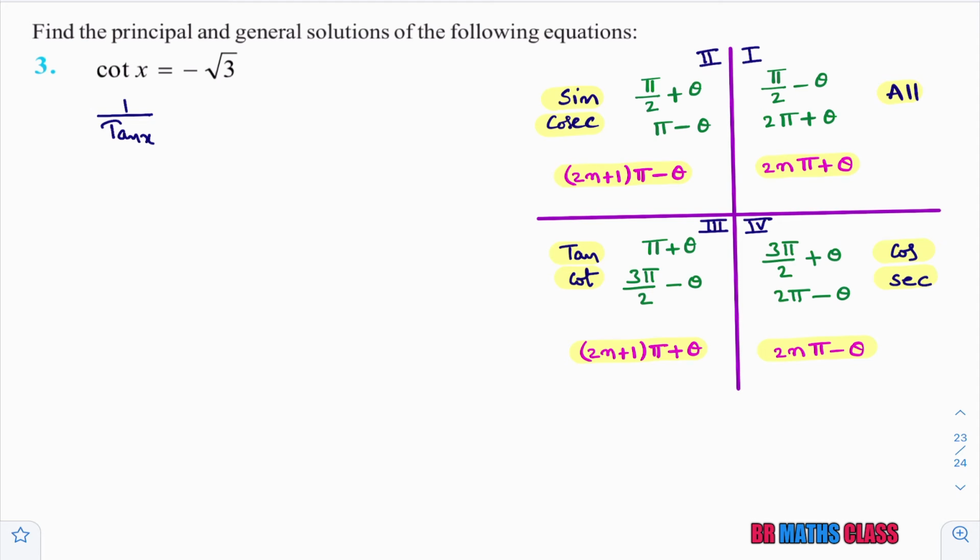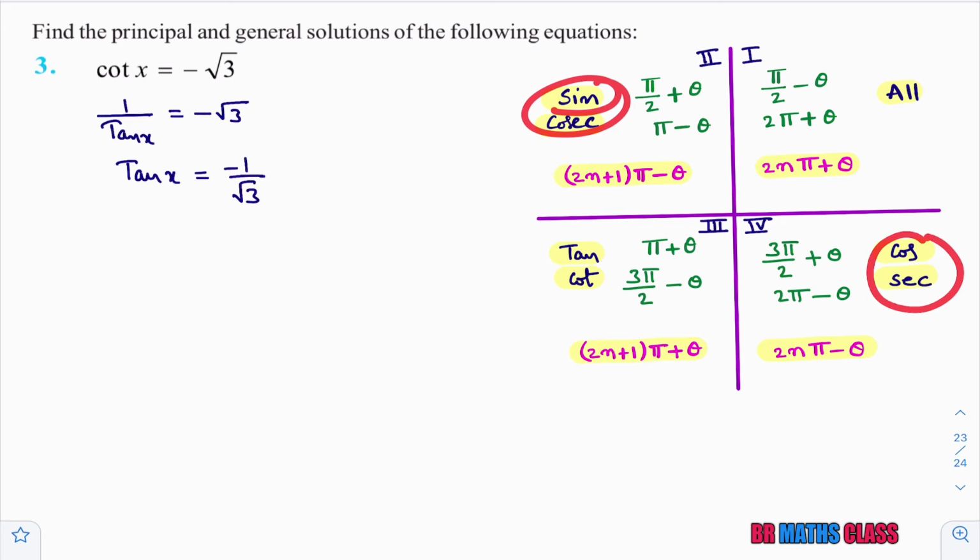1 by tan x equal to minus root 3. From this, what is tan x? Tan x equal to minus 1 divided by root 3. You can observe one thing here. Tan x is negative. Tan x is negative in which quadrants? Tan x is negative in second quadrant as well as fourth quadrant. In first quadrant, third quadrant, tan x is positive. Here, tan x is negative they given. Tan x is negative means that values we will find in second quadrant and in fourth quadrant. Please keep this point in your mind.